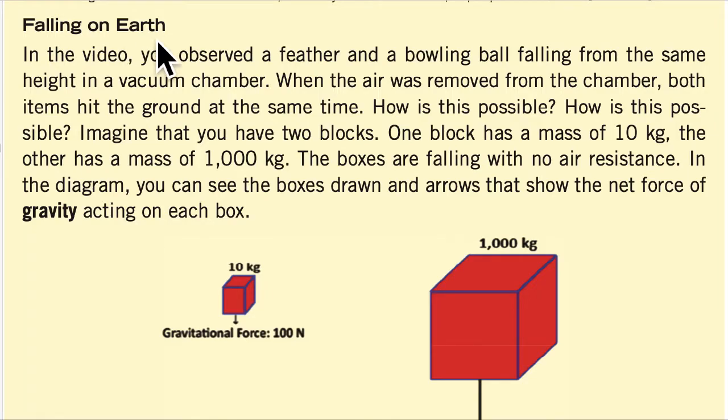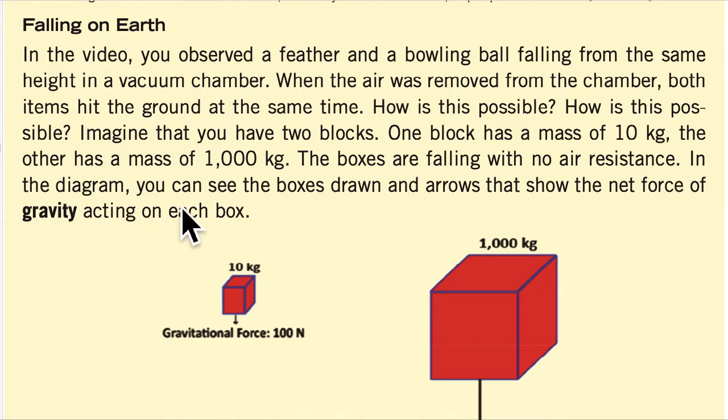Falling on Earth. In the video, you observed a feather and a bowling ball falling from the same height in a vacuum chamber. When the air was removed from the chamber, both items hit the ground at the same time. How is this possible? Imagine that you have two blocks. One block has a mass of 10 kilograms. The other has a mass of 1,000 kilograms. The boxes are falling with no air resistance.